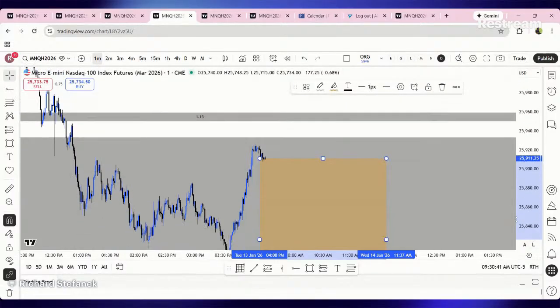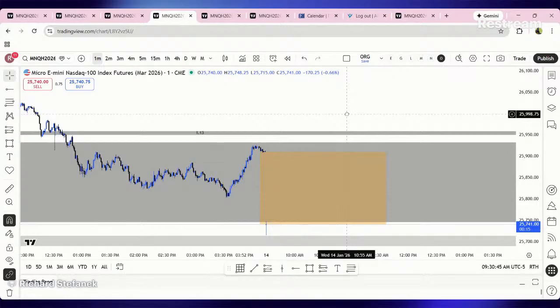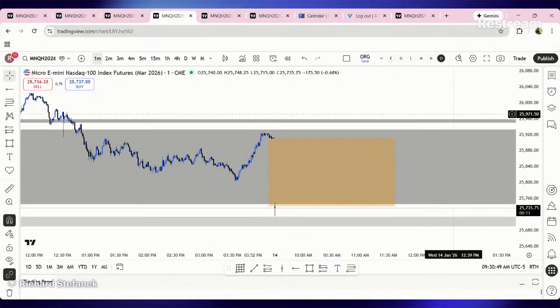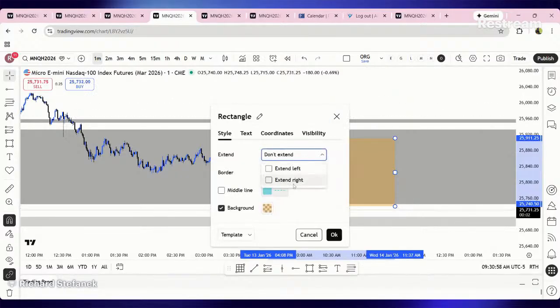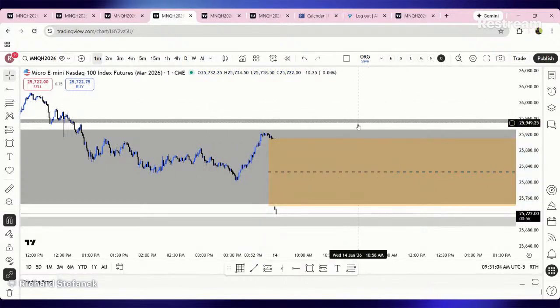So, do I want to leave it that color for right now? Just so it's more obvious which one it is. Yeah, I'll leave it that color for right now. We'll still make the middle line black though.